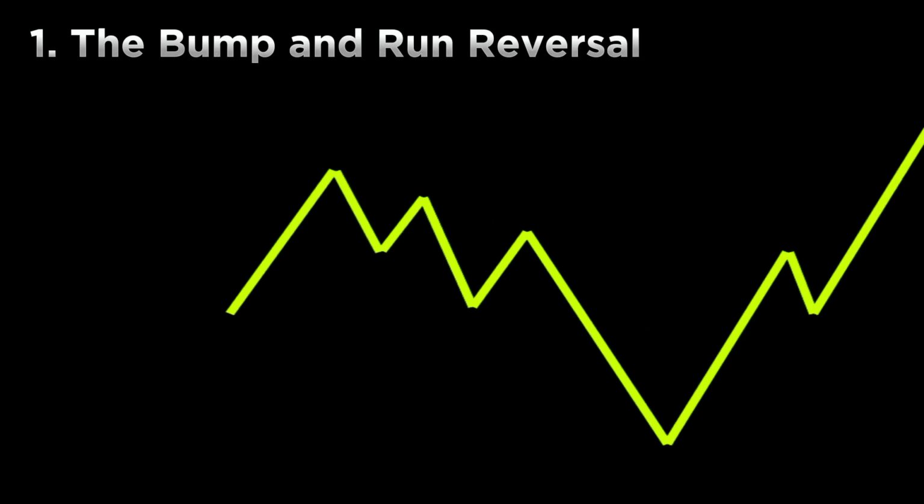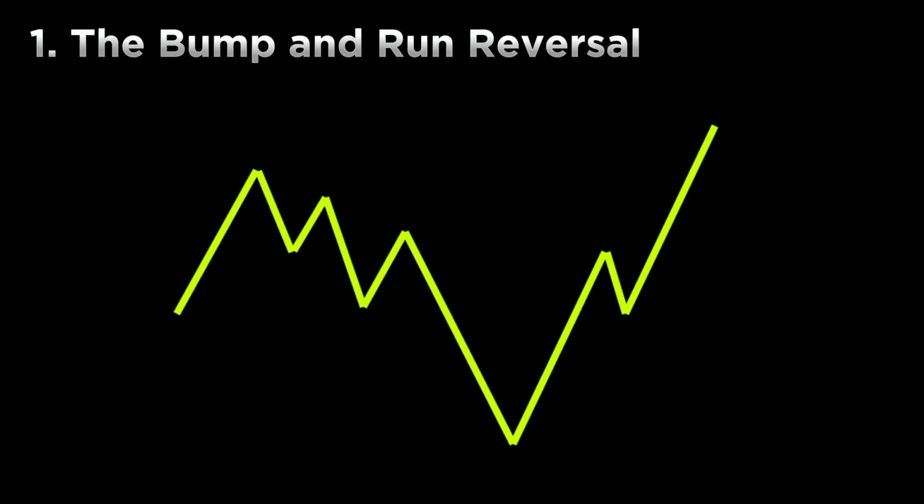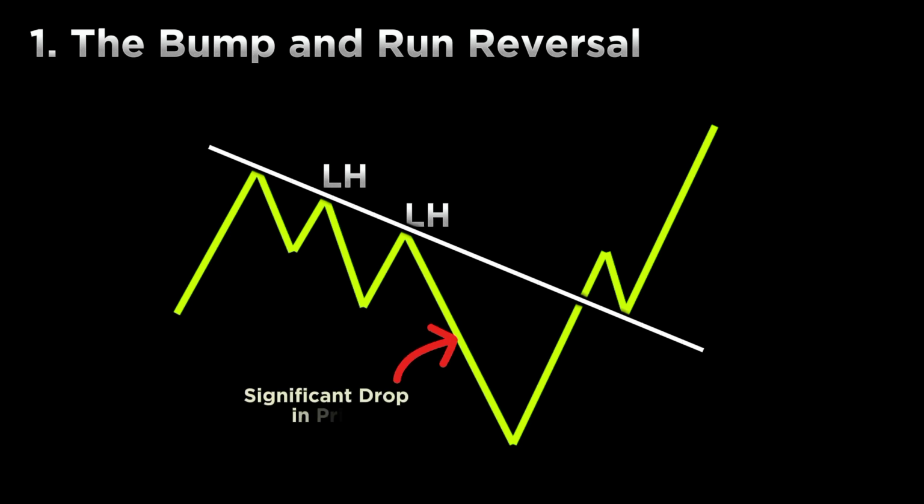The first price action strategy we are going to talk about is called the bump and run reversal. The bullish version of the bump and run reversal pattern starts with 1 or 2 consecutive lower highs, which allows the trader to draw a downsloping trend line by connecting these highs, and after that, the trader will be able to spot a significant drop in price in a movement that exhausts the energy of sellers.